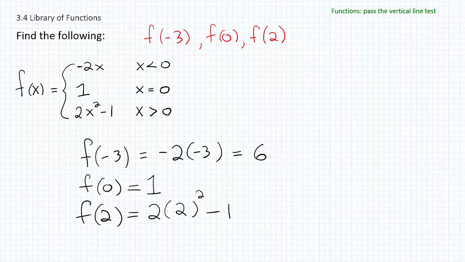So we'll have 2 times 2 squared. Well, that'll be 2 times 4 minus 1, or in other words, 8 minus 1, or finally 7 as our answer. And that's it.